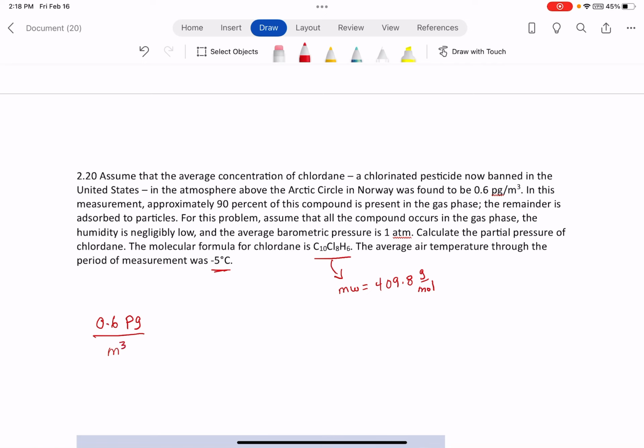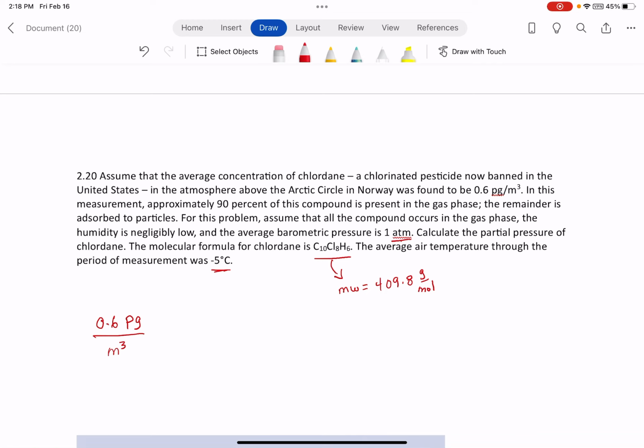This is chlordane. In this measurement, approximately 90% of this compound is present in the gas phase. The remainder is absorbed to the particles. For this problem, assume that all compound occurs in the gas phase. The humidity is negligibly low, and the average barometric pressure is 1 atmosphere. Okay, calculate the partial pressure of chlordane.